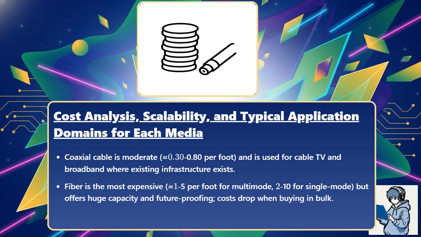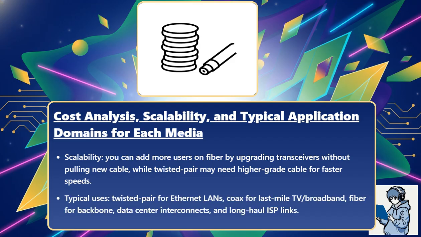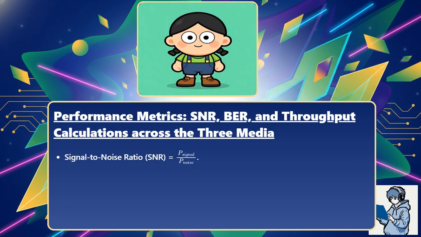Costs drop when buying in bulk. Scalability: you can add more users on fiber by upgrading transceivers without pulling new cable, while twisted pair may need higher grade cable for faster speeds. Typical uses: twisted pair for Ethernet LANs, coax for last-mile TV and broadband, fiber for backbone, data center interconnects, and long-haul ISP links.